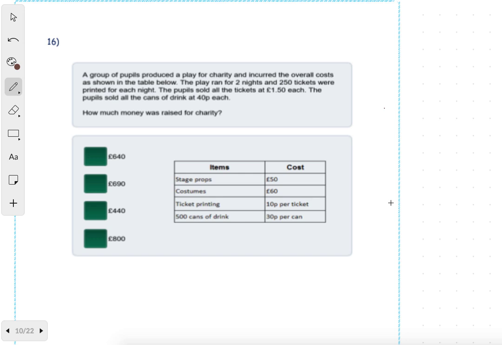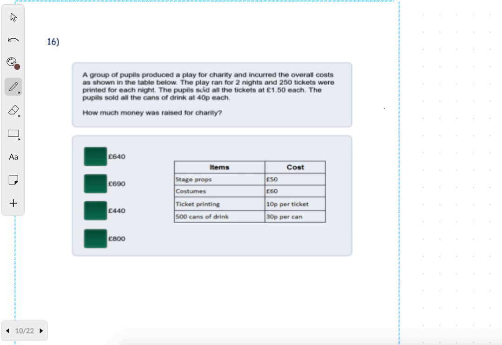If you look at this question, it's a play that's running for 2 nights. If a school puts on a play and they're trying to raise money for charity, you're going to get some money coming in, but you're also going to have to spend some money. So you need to add up the amount of money that you've spent and the amount of money that you've brought in and subtract them. But there is a quicker way of doing that with these questions.